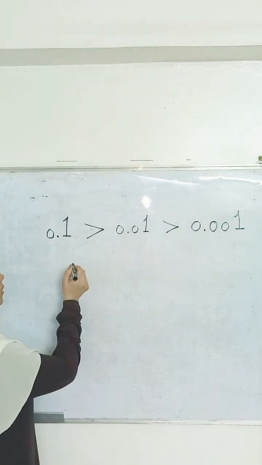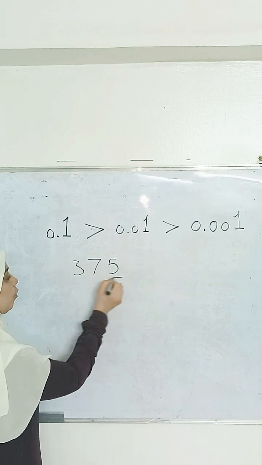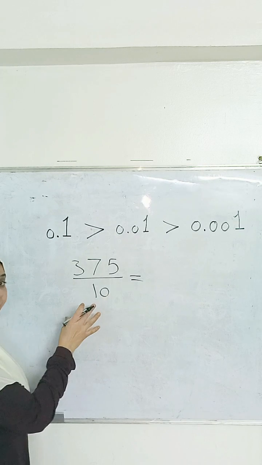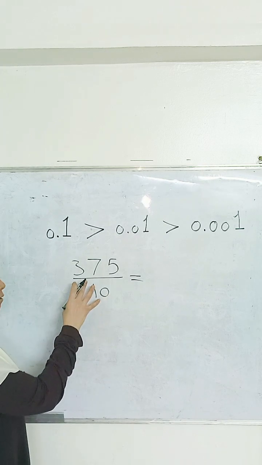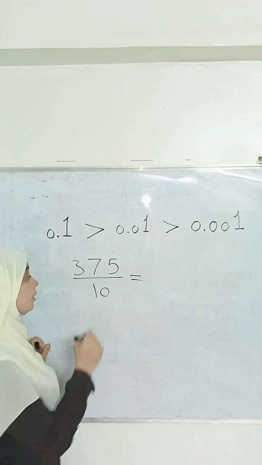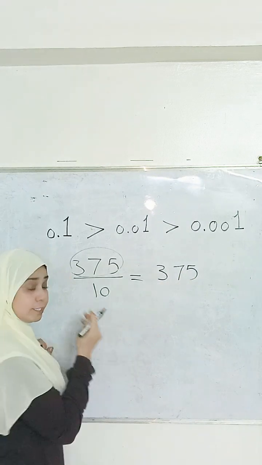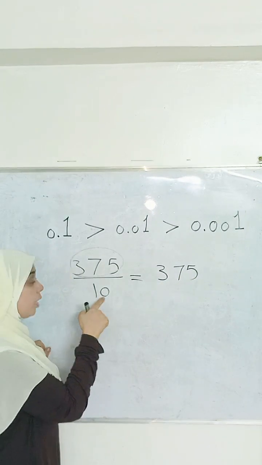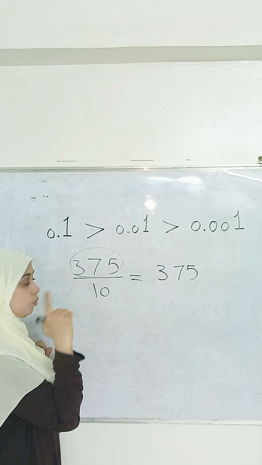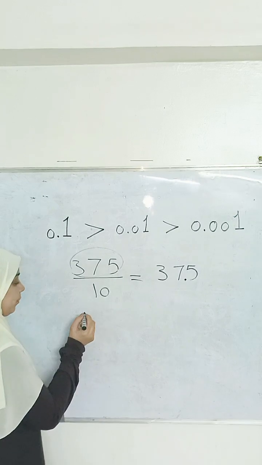If we say 375 over 10 equals, how can we convert from fraction to decimal? Okay, step number 1, put down the numerator and look at the denominator. How many zeros in the power of 10? 1 zero. So we will put the point here.